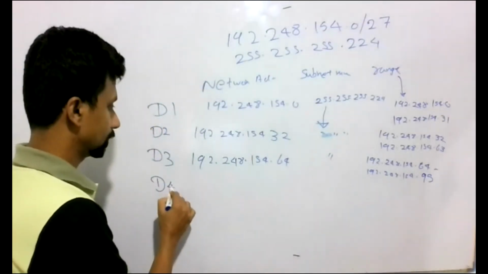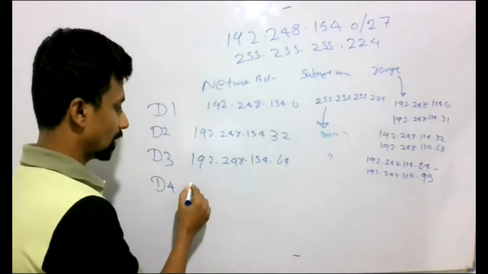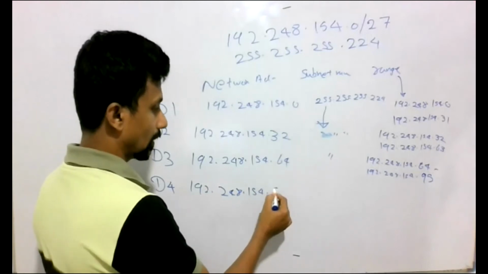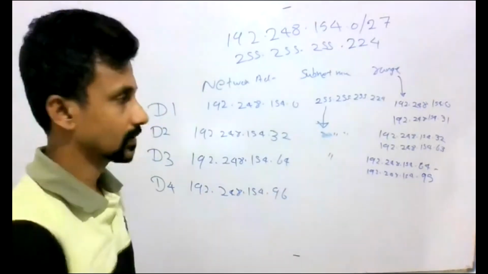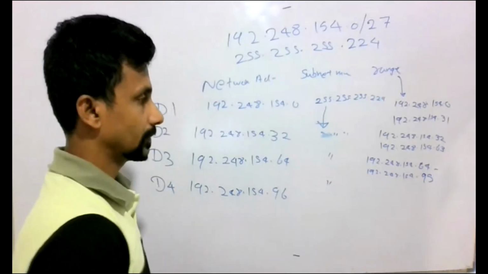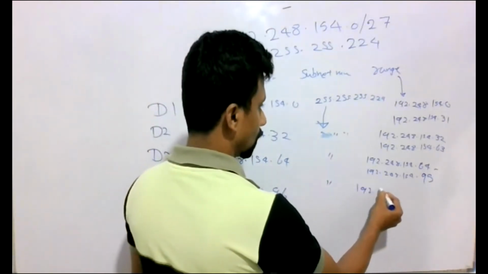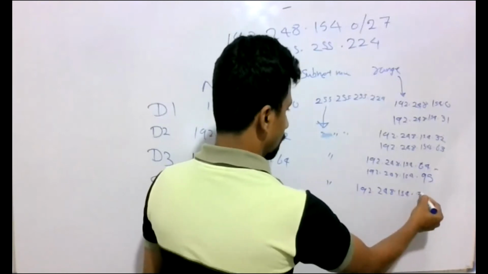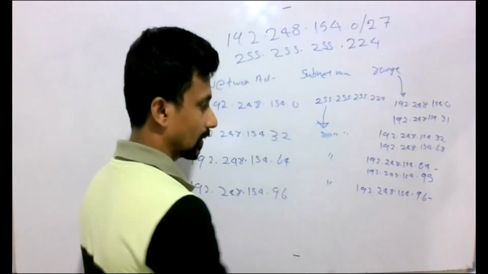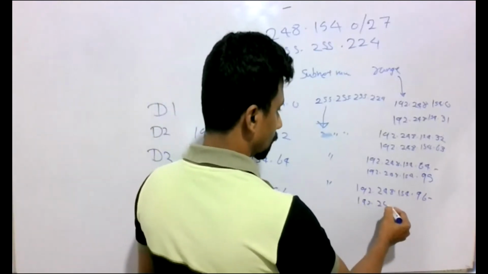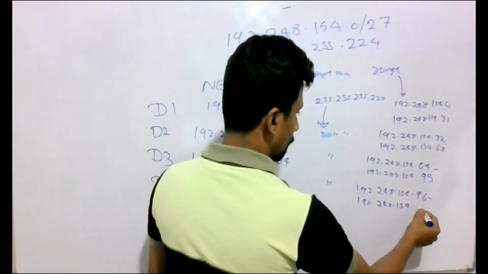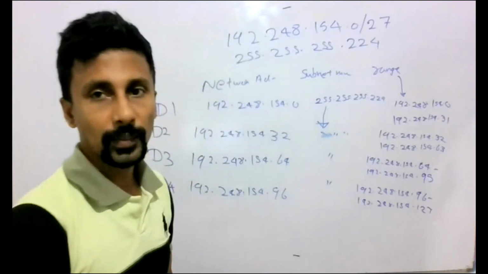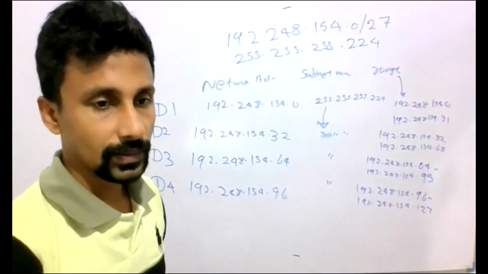Department 4. එහෙනම් 95 වලින් අයින් වුණා නම් 192, 248, 154, 96 you have to start. That is the network address. Same mask. Range 192, 248, 154, 96 වලින් down you have to add another 31. 127. Right.